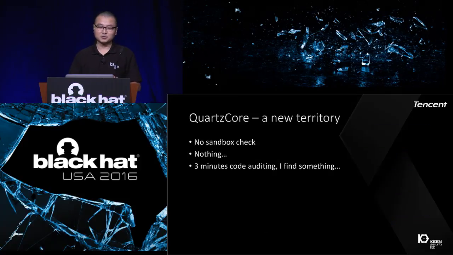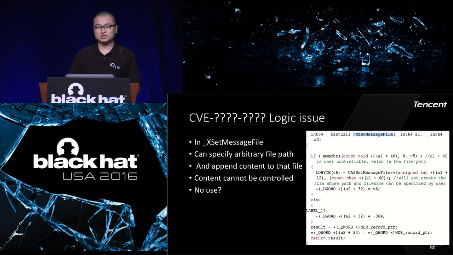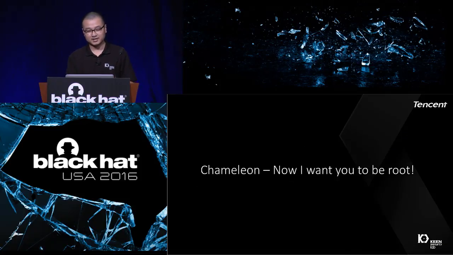And from now on, you actually can call every API in QuartzCore, and you will find it's very good because you find a lot of logical issues. For example, you can call this set message file to append some content into an arbitrary file with an arbitrary path. But the privilege has to be WindowServer. But if you check this bug on iOS, you will find something interesting. I will not mention it here.